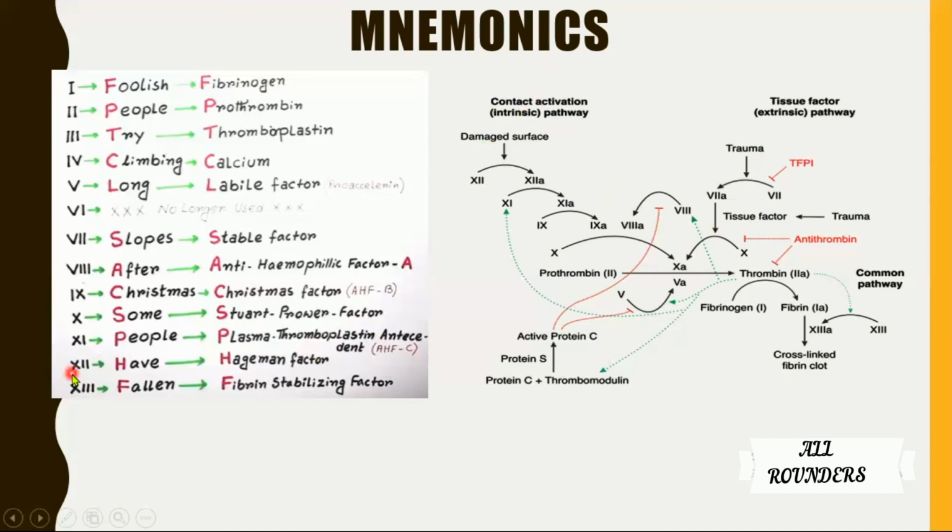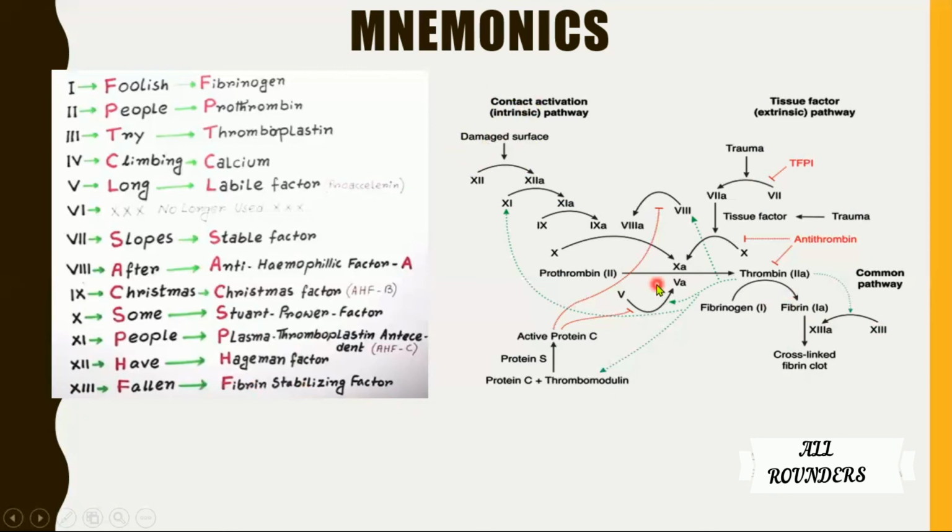Similarly, we have Hageman factor, which is the 12th factor. The 12th factor is important because it is essential for starting the intrinsic pathway of coagulation. Similarly, the 13th factor, which is fibrin stabilizing factor, has a role at the last stage but a very important one. This fibrin stabilizing factor cross-links the fibrin clot and stabilizes the clot formed.